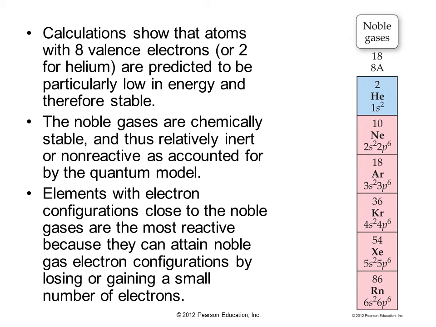Calculation shows that with 8 valence electrons, or 2 for helium, we have the noble gas configuration, and they're chemically stable. They're relatively inert because they're not looking to gain or lose electrons. So here is their outer shell. This is a filled second shell, a filled third shell, filled fourth shell, etc.